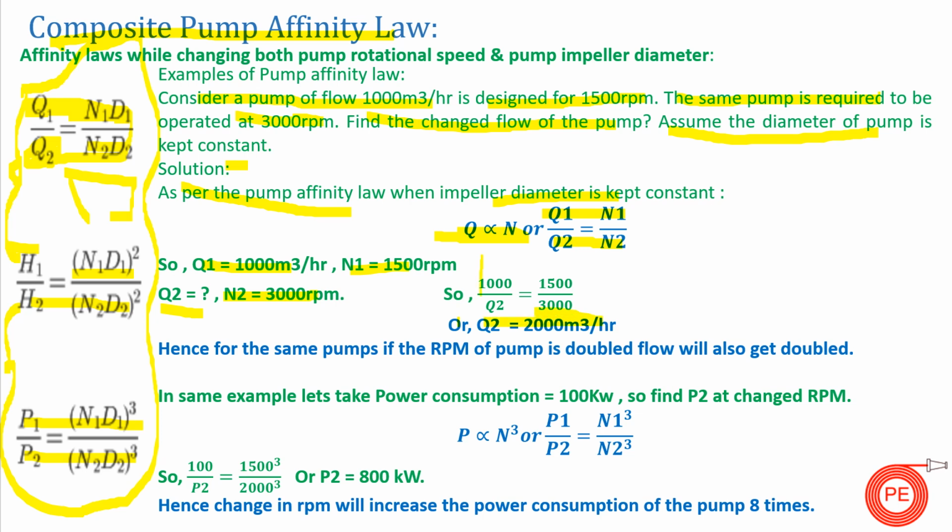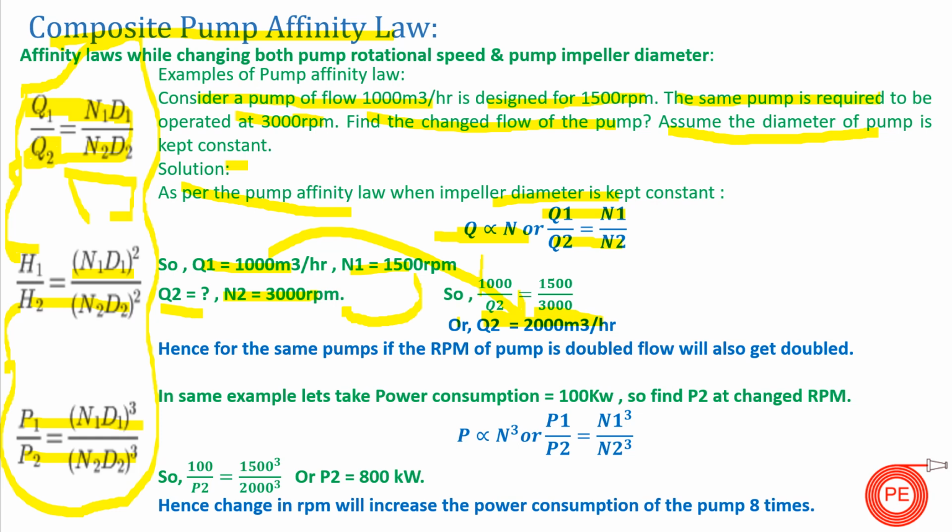So you can see that the rpm has increased twice, and similarly my flow has also increased twice. That is because Q is directly proportional to speed. Hence, as the value of my speed has increased, the flow has also increased by a similar factor.